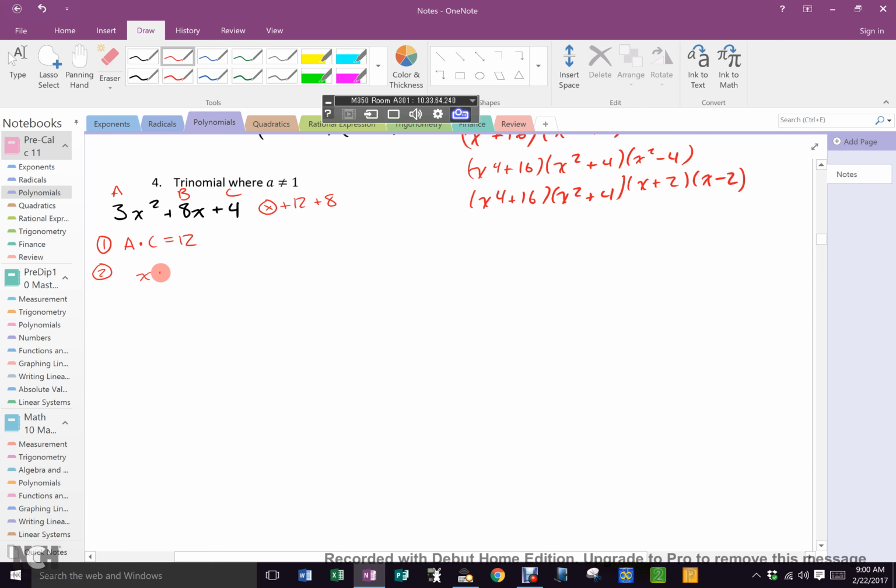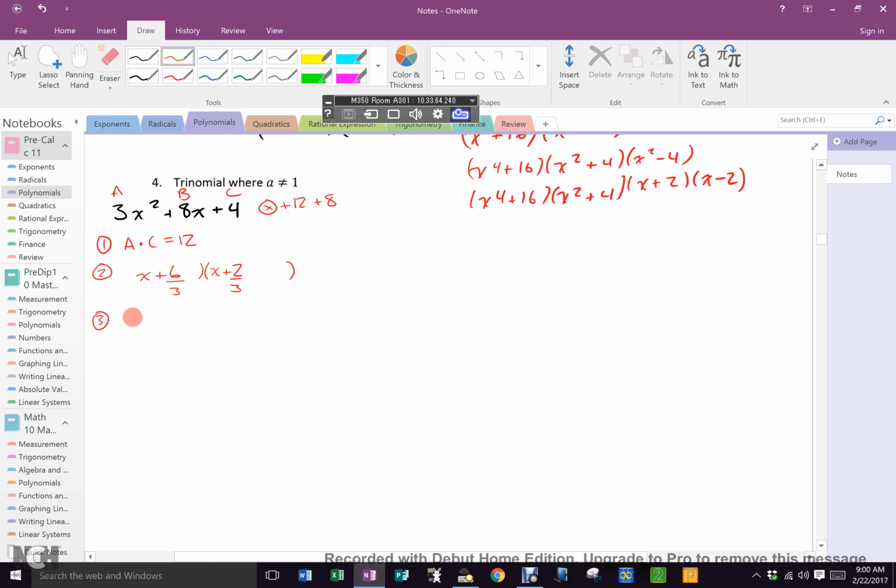X plus, X plus. Why did I know they were both addition? Because they were both addition up here. What are the factors that multiply to 12 and add to 8? Plus 6, plus 2. Now, how did I get 12? I multiplied 3 by 4, yes? So at some point when I'm factoring, I have to remember that I have to divide, right? So I divide these by 3.